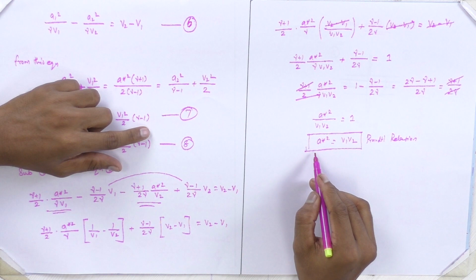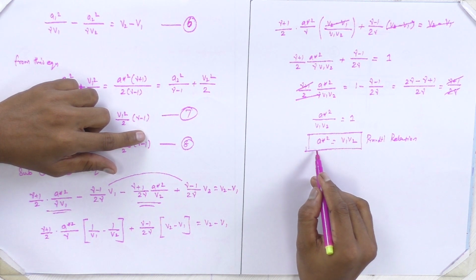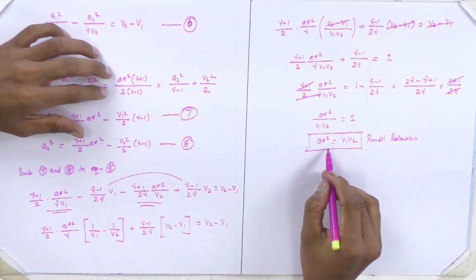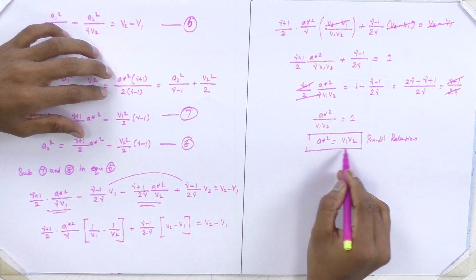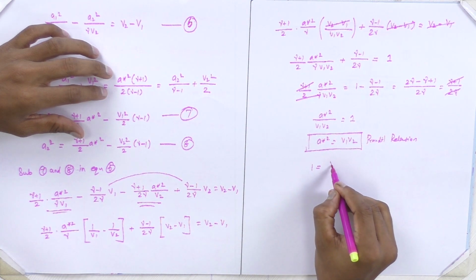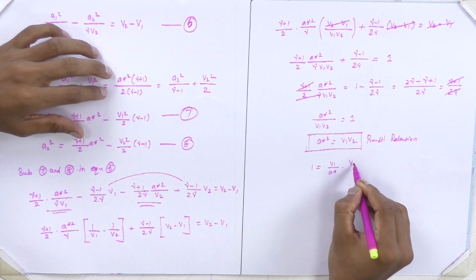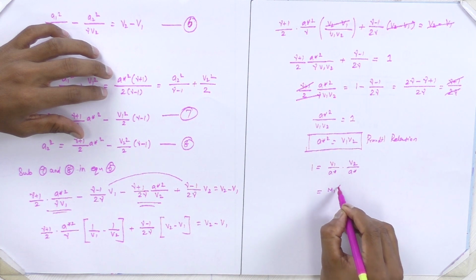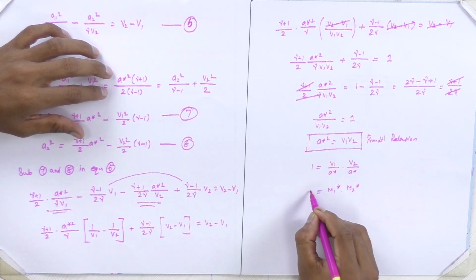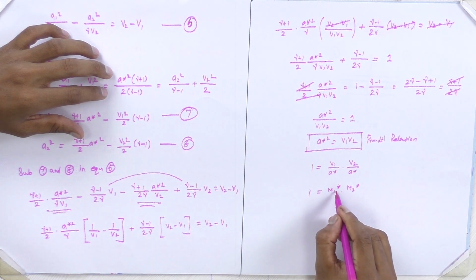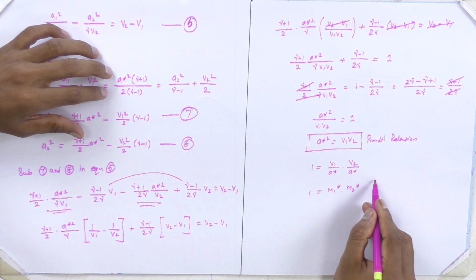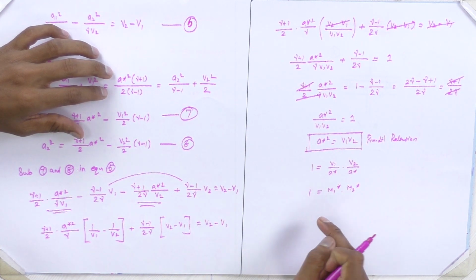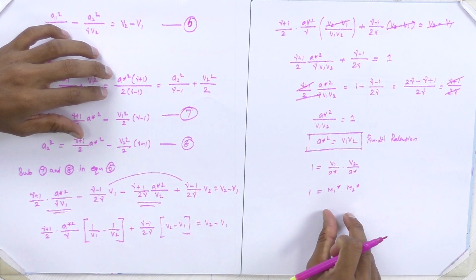We can further rewrite this equation. If we bring this a star square to that side, it will become 1 is equal to v1 divided by a star into v2 divided by a star. From the definition of characteristic Mach number, this is m1 star and this is m2 star. Here we already represented m1 star as a function of m1 and m2 star as a function of m2. So after the simplification we can say that m2 and m1 are related using the Prandtl relation.